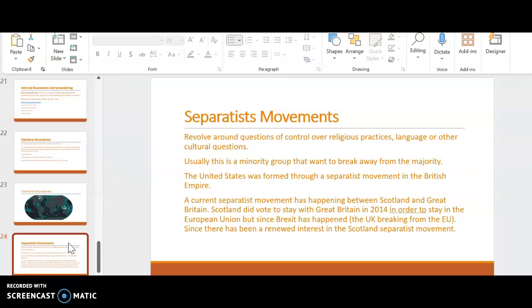Scotland did not vote to leave Great Britain in 2014 in order to stay in the European Union. But since Brexit has happened, the UK breaking away from the EU, since then there has been a renewed interest in the Scottish separatist movement, like they want to be their own thing. And you'll hear a lot of different separatist movements, which is a smaller sect that wants to move away or start their own group, or even their own country. They want to have their own autonomy. And so that is something that you definitely want to read about in the textbook and understand.